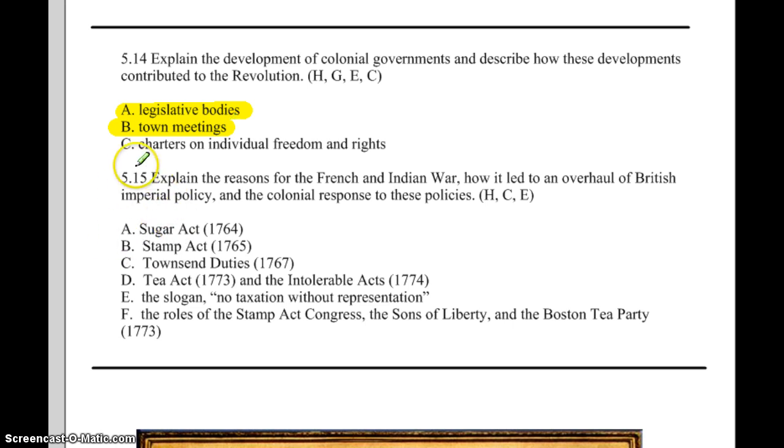Here's the big focus for us, though, 5.15, explain the reasons for the French and Indian War. We just talked about that, the Ohio River Valley, and how it led to an overhaul of British imperial policy and the colonial response to those policies. Basically, we're focusing on these things here.